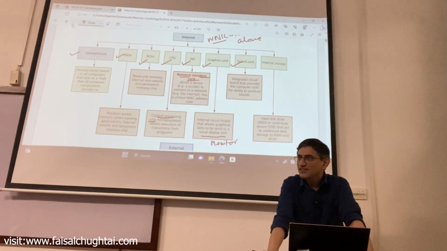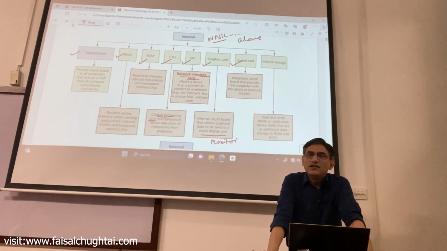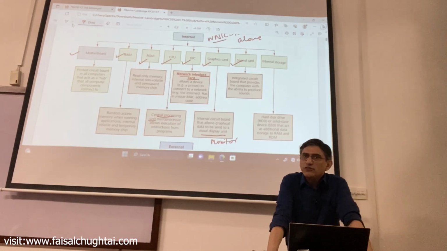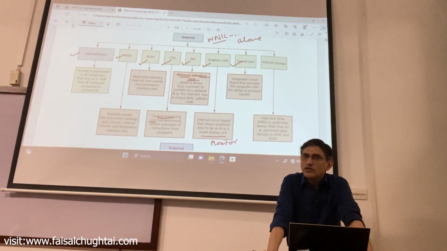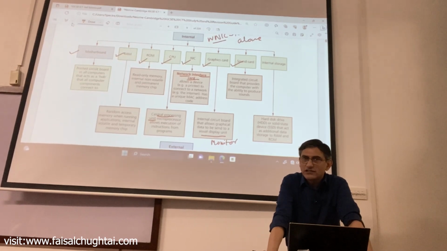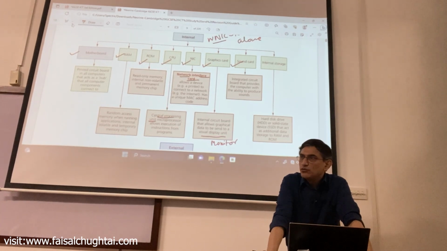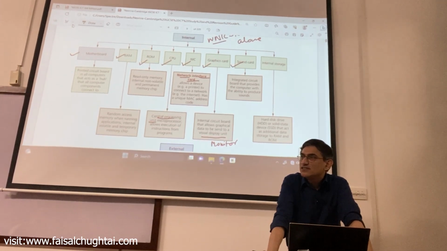Are you getting it? Yeah. Does anybody know the form in which data has to be converted, whether it is sound or video or anything else, for the computer to be able to understand it? Yes.